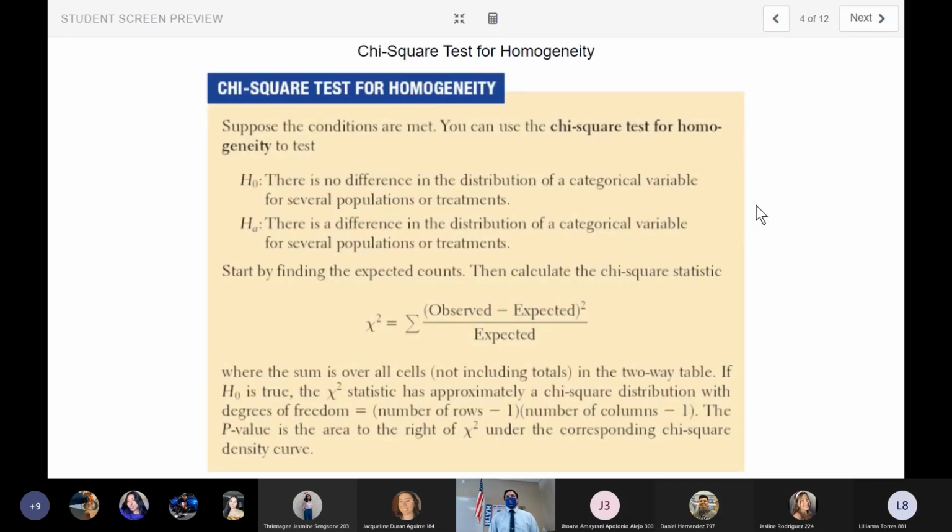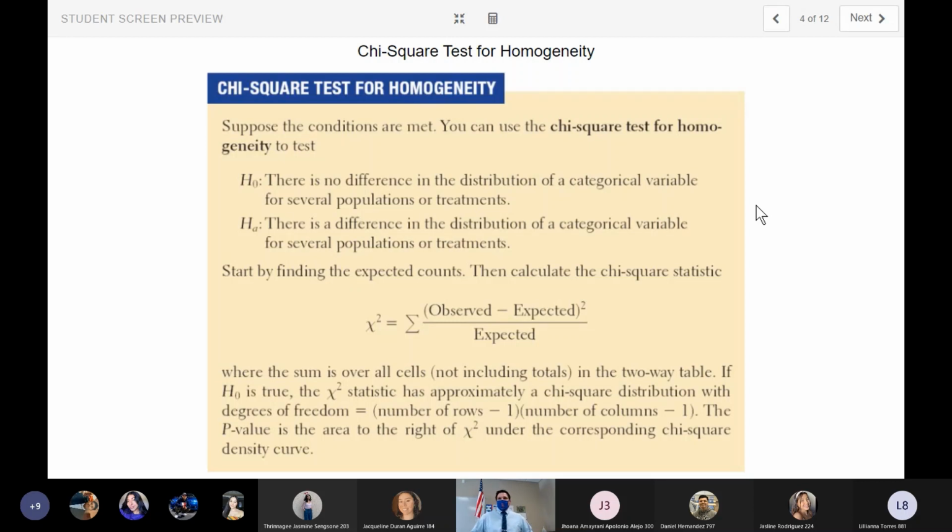We then have our rundown on the chi-square test for homogeneity. We saw this yesterday. When conditions are met, we use the chi-square test for homogeneity. We have our null and alternative hypotheses, which we write there. And then after writing those, we start by finding the expected counts and calculate the chi-square statistic. The way we calculate the chi-square statistic is the same for all chi-square tests. Observed minus expected squared divided by expected, add all those things up.